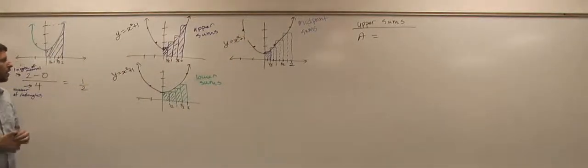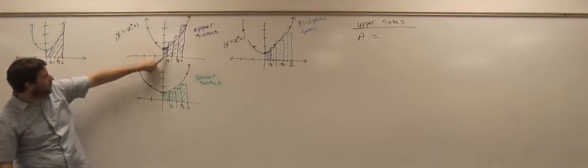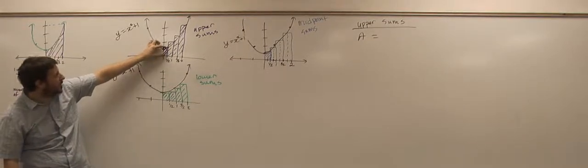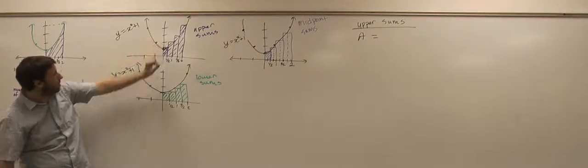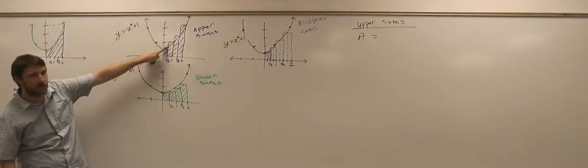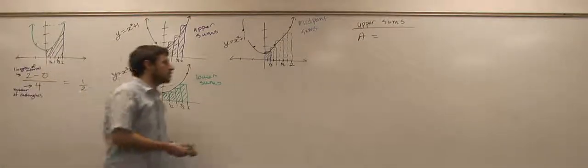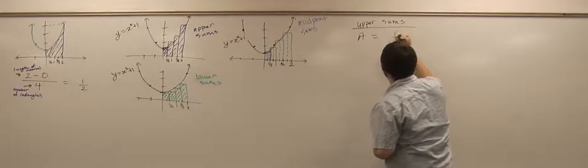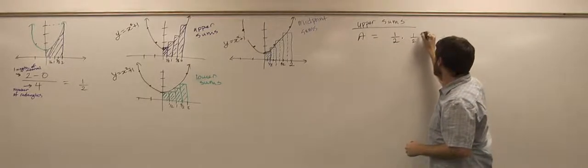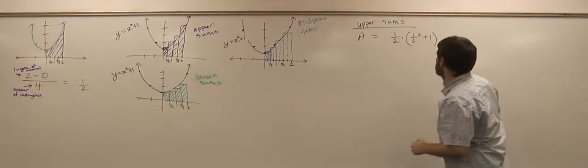In the purple case, say for this first rectangle, what's the width? 1/2. What's the height? In the purple sums, the height of the rectangle comes from taking 1/2 and going up to the curve. So for the first rectangle, you would do 1/2 for the width times 1/2 squared plus 1 for the height.